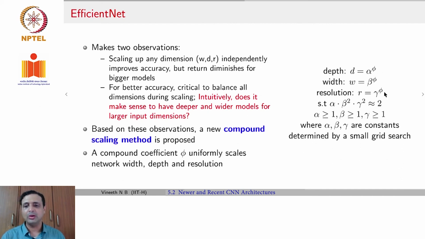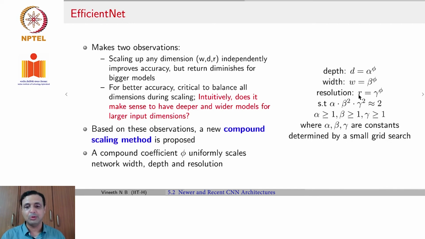And if phi is set to 1, you would solve for alpha into beta square into gamma square is equal to 2 with alpha, beta, gamma greater than or equal to 1. They solve this using a grid search, and you would get values such as alpha to be 1.1, beta to be 1.15, gamma to be 1.3, or one of those variants. That would give you the solution. Now when you do that, you will notice that d would become 1.1 times the old d, w will become 1.2 times the old w, and r would become, say, 1.3 times the old r.